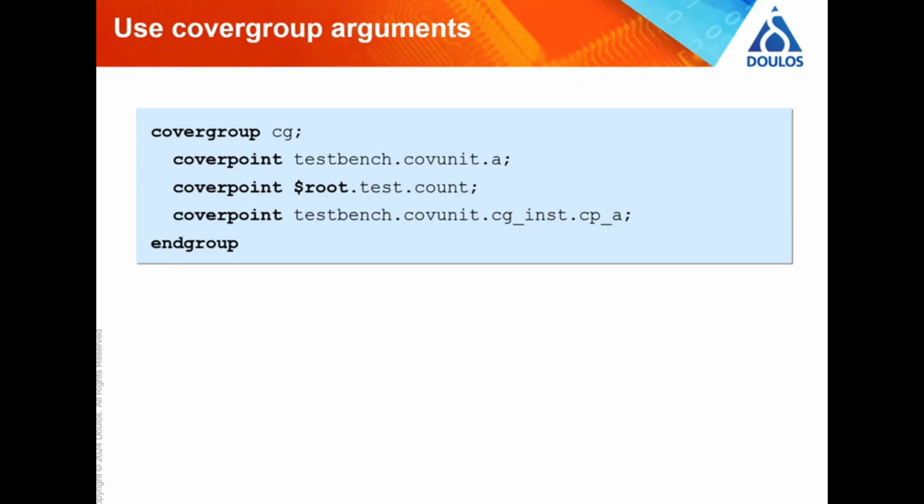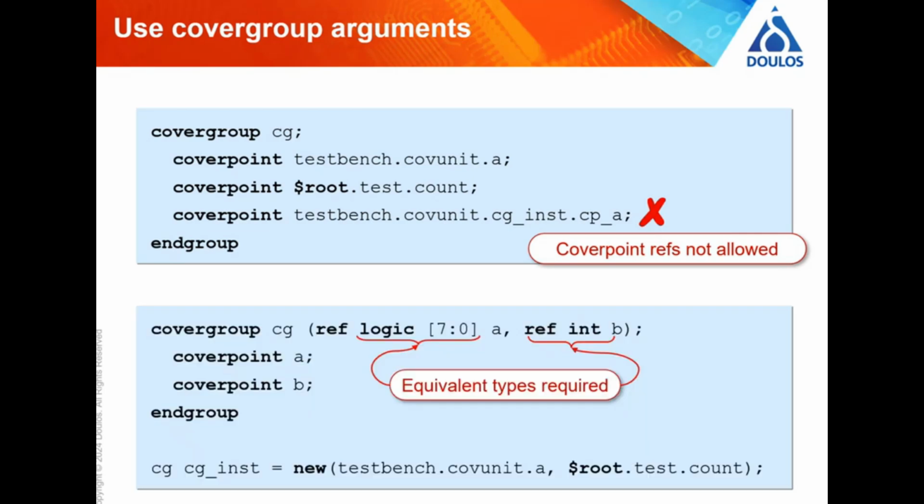The problem is the standard doesn't allow that. You must have a local signal. You can't use a reference there. So what's the workaround? Well, the workaround is to use those arguments again. Remember, we can pass by reference here. So here we're going to pass in an A and a B. And if you look at the bottom here we can put the hierarchical reference, right? Testbench.cov_unit A and so on. And now we can reach around our test bench, pull it into our cover group, okay?